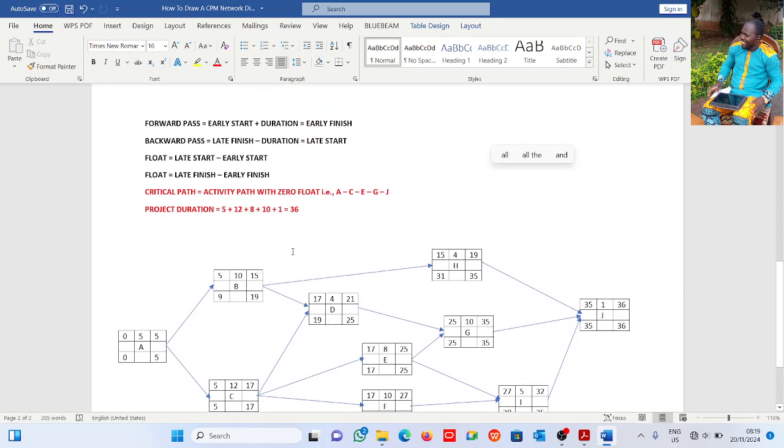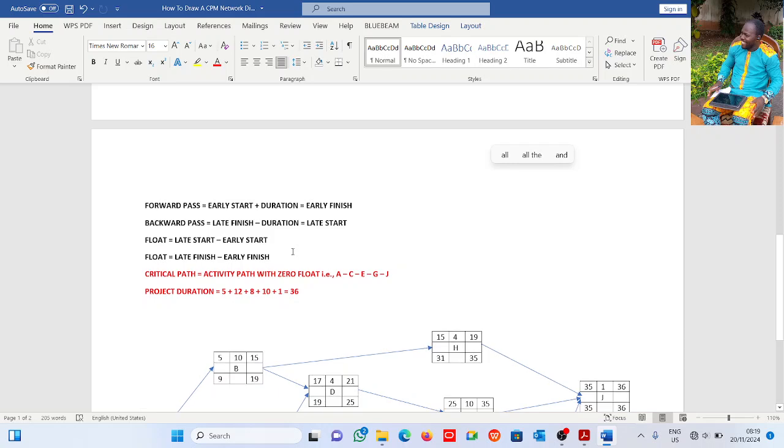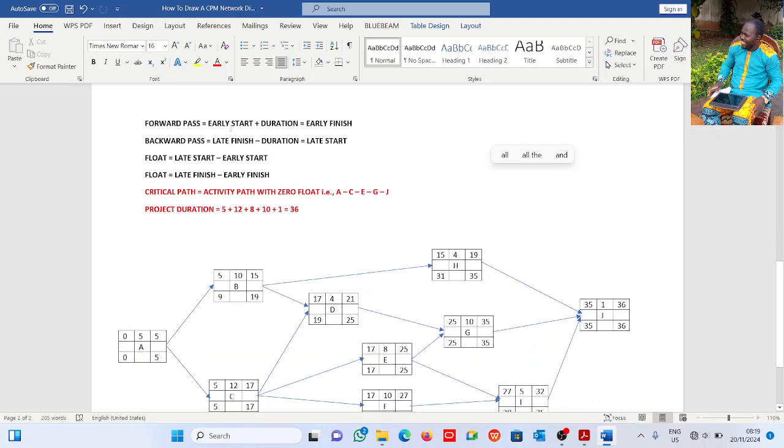This is the forward pass. Early start plus duration is early finish. Please look at my cursor. This is early start, this is duration, this is early finish.